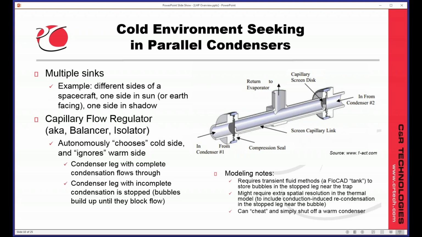And in fact, this is the one time I will actually talk about modeling. The rest of this webinar doesn't really talk about modeling, but since we don't have a lot of notes and models on a flow regulator, just make a few notes in case you are a Thermal Desktop FloCAD modeler. This is how you might approach them.